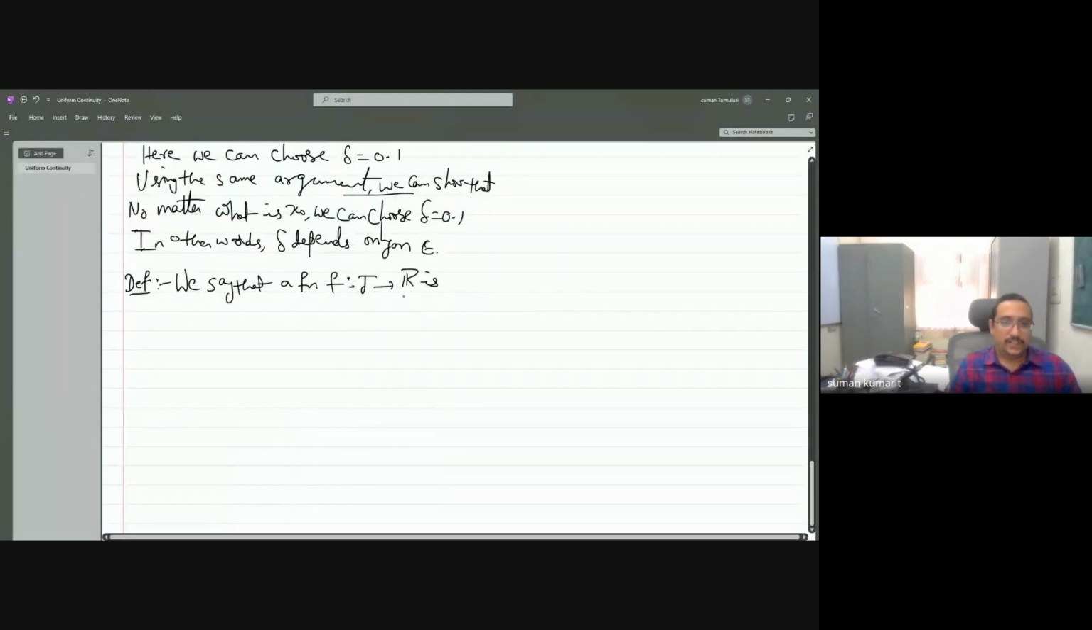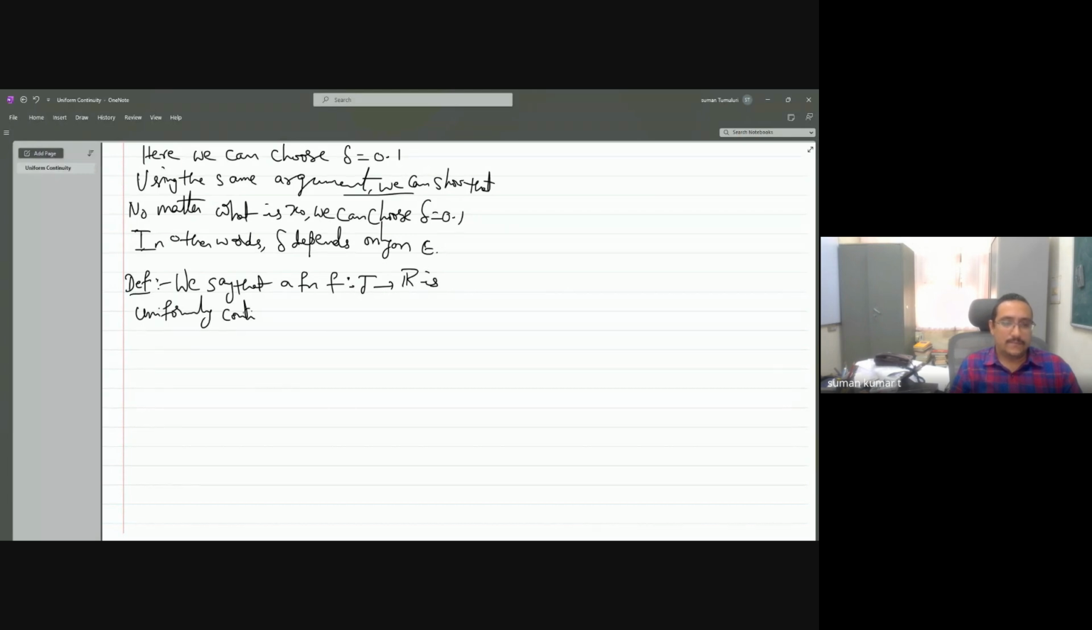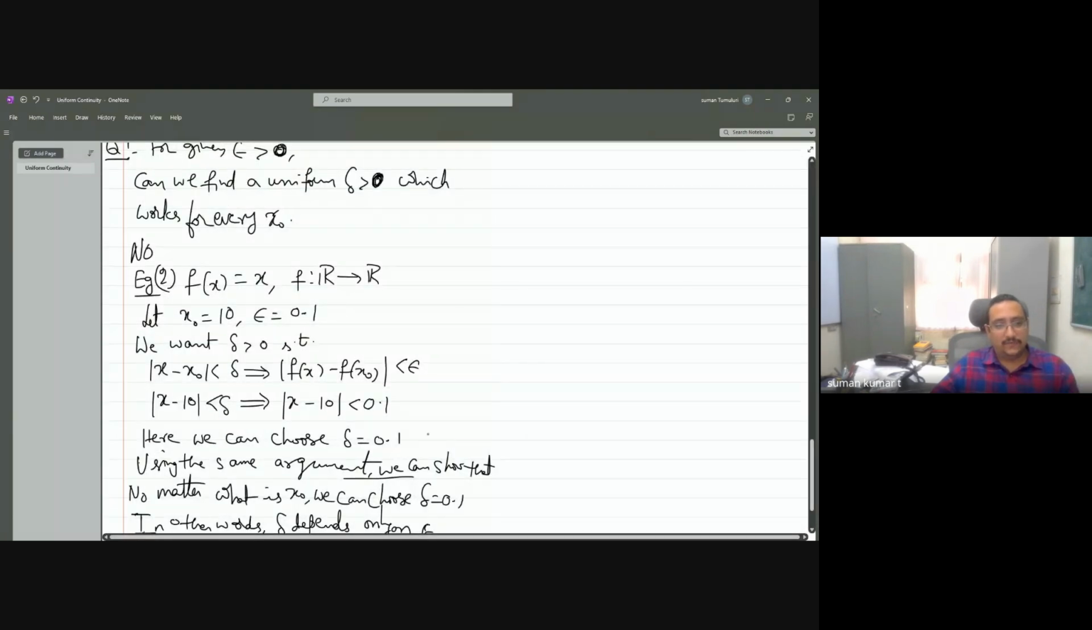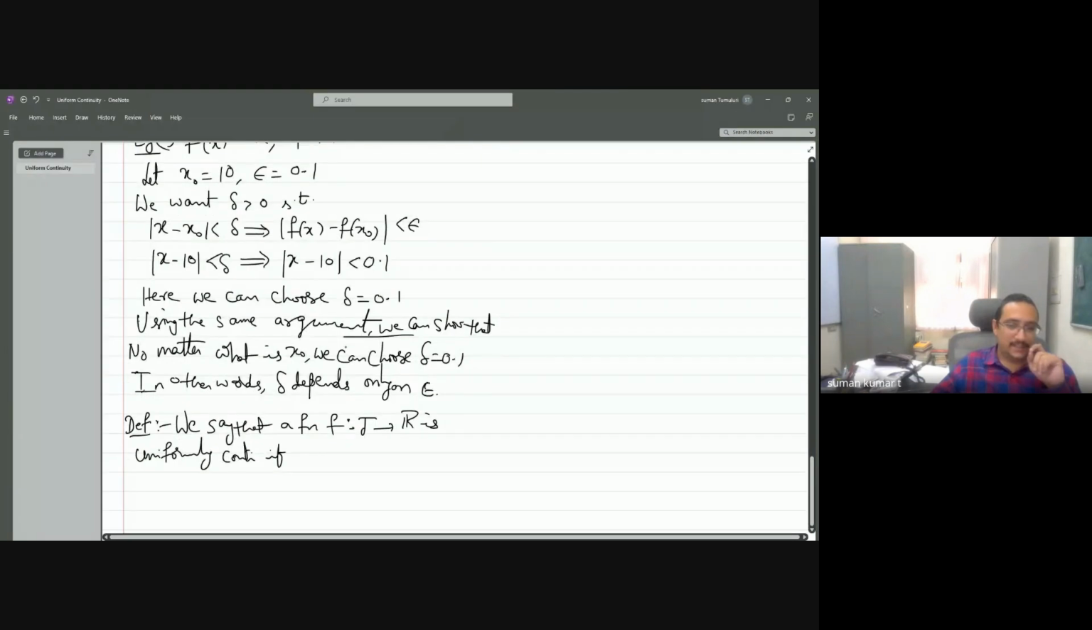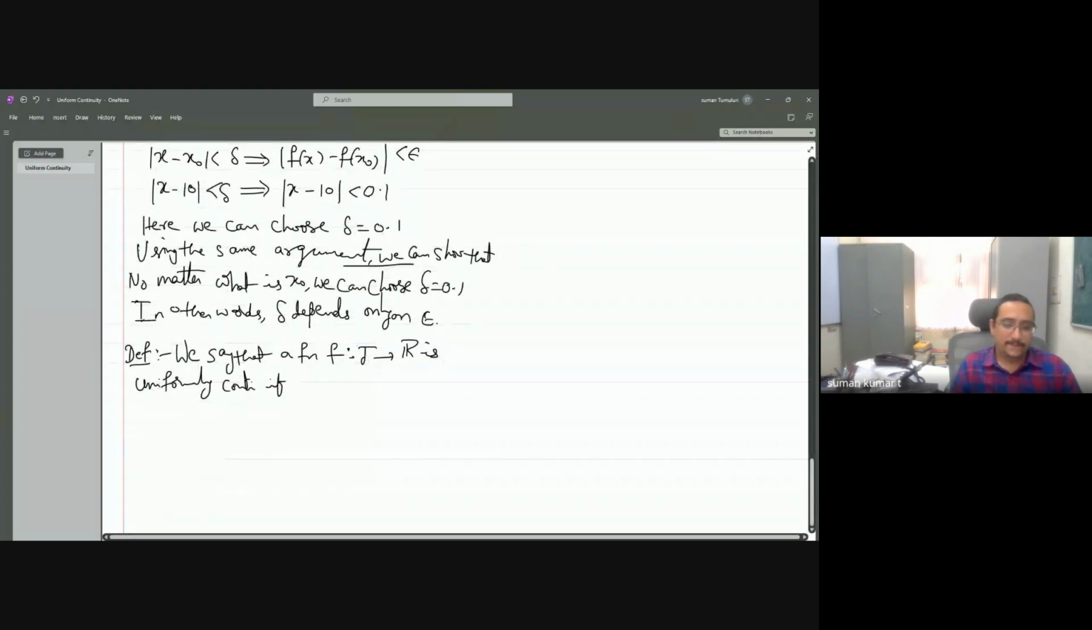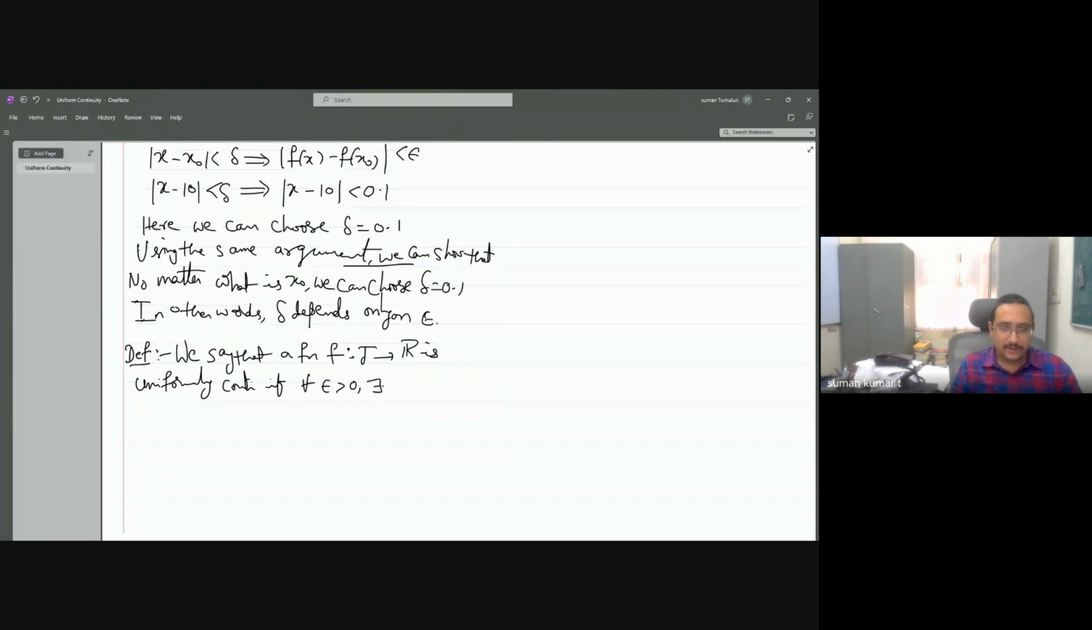We say that a function from J to R is uniformly continuous if it has the behavior like the function in example 2. That means this delta should not depend on the location of x naught. So if for given epsilon positive, there exists delta positive such that now I write for every x naught here.